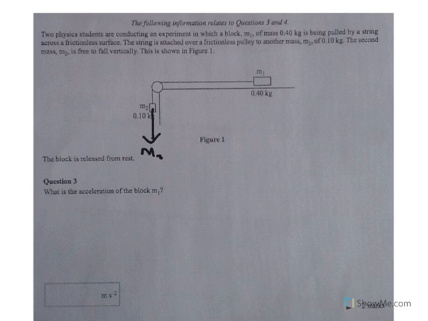So mass 2 has a weight force, it also has a tension force. Mass 1 has a tension force. That's the only force on it because it's moving on a frictionless surface.